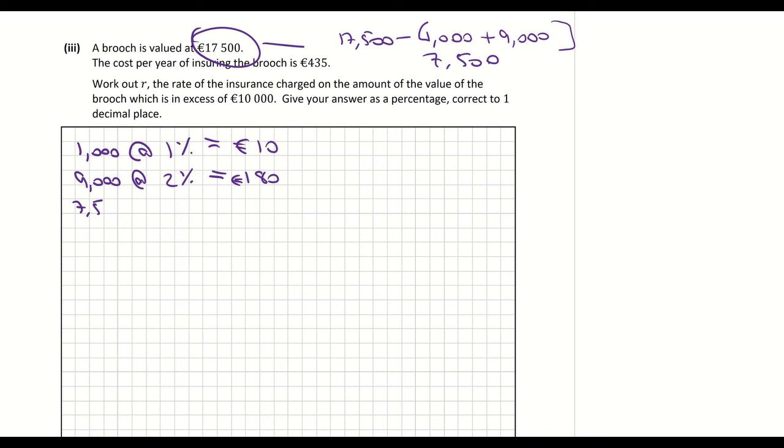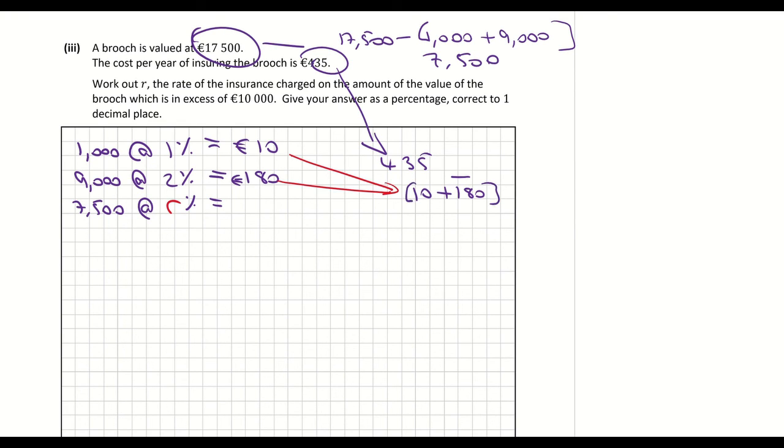So the remaining 7,500 is at some new percentage. I don't know what it is. That's what I have to calculate. But we know what it's worth. If you take this figure, the cost of insuring the brooch is €435. I'm going to subtract the two figures that I've already accounted for. So I'm going to subtract the €10 and the €180. So that means that the new percentage accounts for €245. So I'm going to bring that in here now. So this €245 is some percentage of €7,500.